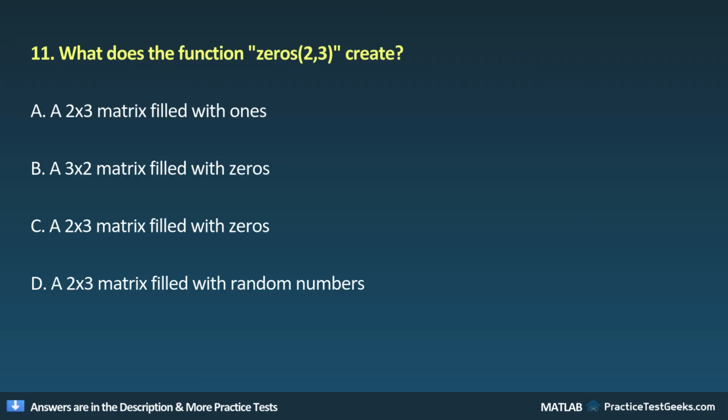11. What does the function zeros(2, 3) create? A. A 2 by 3 matrix filled with ones. B. A 3 by 2 matrix filled with zeros. C. A 2 by 3 matrix filled with zeros. D. A 2 by 3 matrix filled with random numbers.